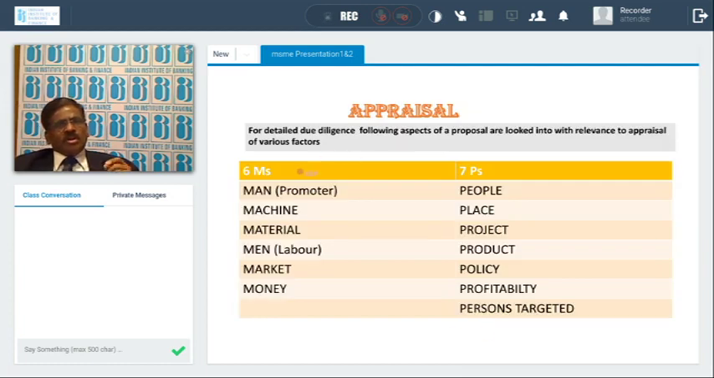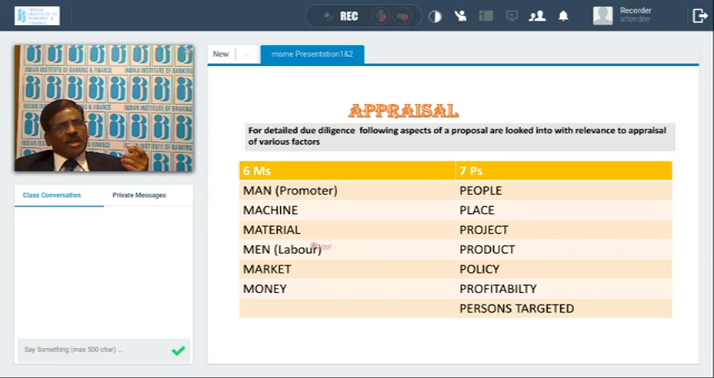In the other part, there are 6 M's and 7 P's; 5 C's we have seen. The 6 M's: who is the man behind this project? You analyze him. What type of machinery is it, whether he is importing the machinery or it is domestically available, etc. What is its capacity, whether it is acceptable or not. Those things you analyze. And what materials are required, what raw materials are required? What is being produced, and whether it is acceptable by the market or not.